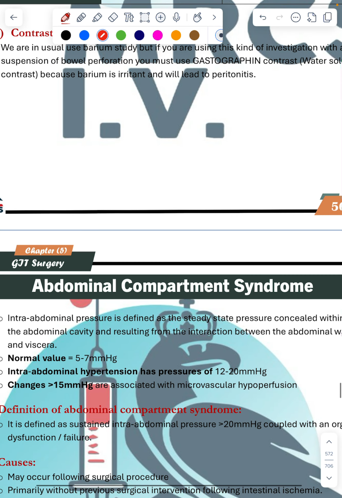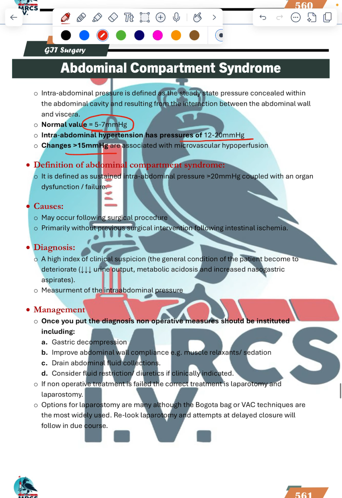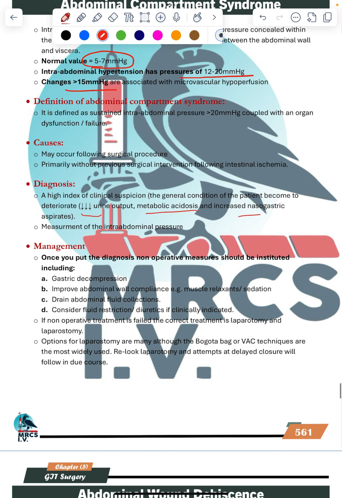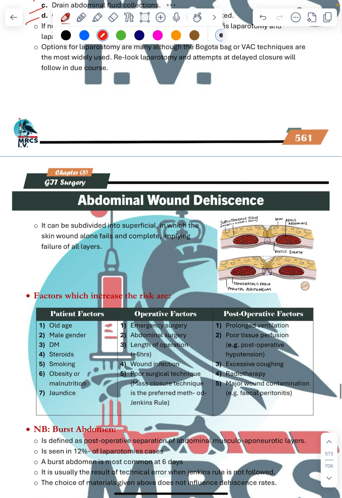What is abdominal compartment syndrome? It is increased intra-abdominal pressure; the normal value is 5 to 7 mm Hg. If it is increased to 12 to 20, changes appear above 15. It is measured by an intravesical catheter. The cause may be surgical procedures. Have a high index of suspicion if there is deteriorating urinary output, alkalosis, acidosis, and nasogastric aspirates. Then you have to do gastric decompression and improve abdominal compliance. Drain has to be placed.